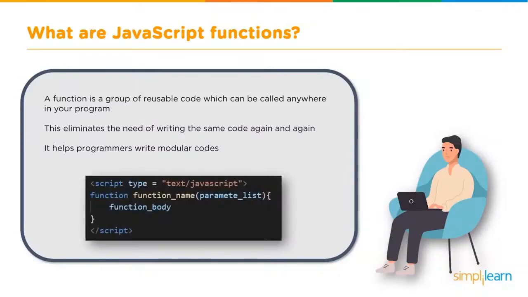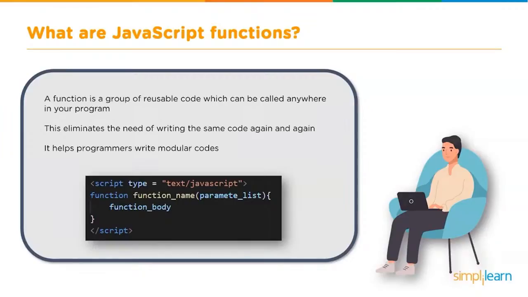So this is the syntax. You make use of the function keyword, followed by which you mention the name of the function. The name of the function is completely your choice. Next, you mention the parameter list. And within curly braces, you can define the function. Now, the function body is basically the code that is executed every time the function is called.